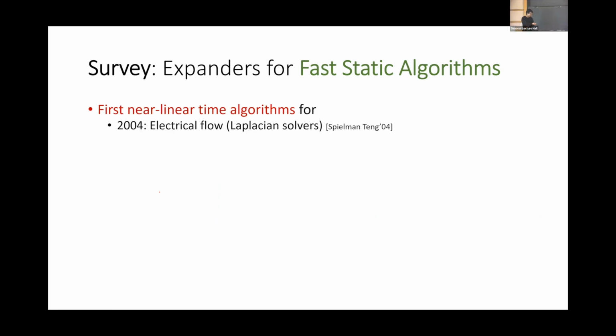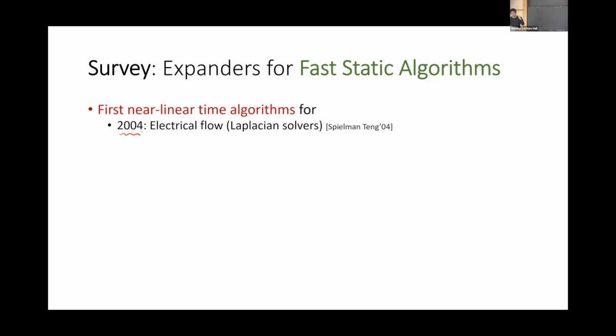The first algorithm that really exploited expanders to make the algorithm fast is the work by Spielman and Teng. They show that if you want to compute something called electrical flow in a graph, then you can do it in nearly linear time. Previously, people knew how to do it in something like quadratic time, but they are the first, 20 years ago, to do this in nearly linear time.